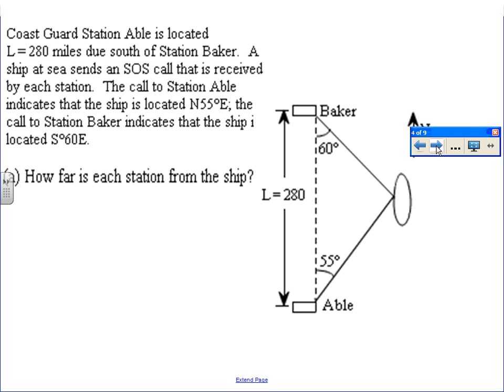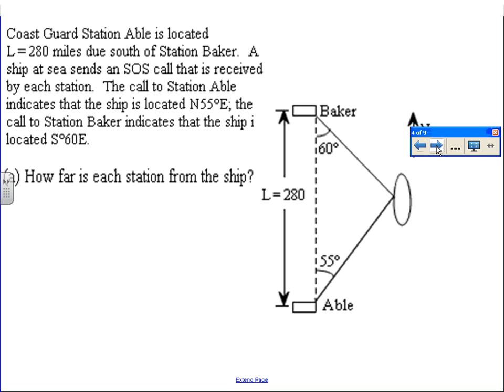It says the Coast Guard Station Able, that's the one down at the bottom, is located 280 miles due south of Station Baker. A ship at sea sends an SOS call that is received by each station. You see the little ship on the right there? So I guess it's sinking or something. The call to Station Able indicates that the ship is located north 55 degrees east. And the call to Station Baker indicates the ship is located south 60 degrees east.